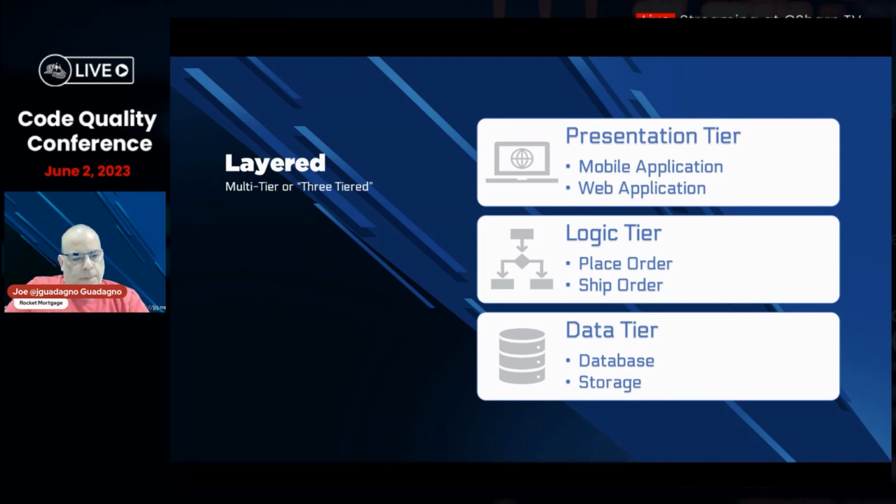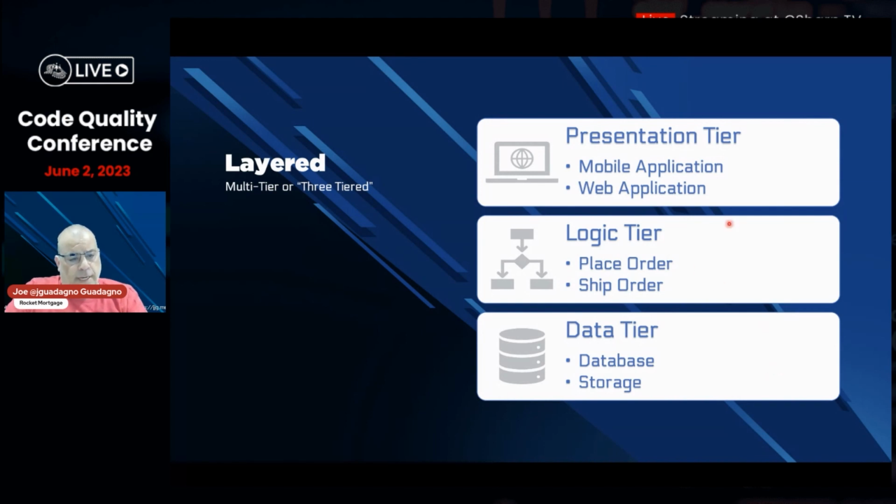But the overall premise is you have a layer or a tier that does presentation. So this is like your mobile app, your web app. Then you have a logic layer that does things like place an order, ship an order, all the business intelligence. Then you have a data tier, which is your database or storage. So throughout these examples, I'm going to be using a fictional company that most of us know about that starts with an A and ends with an M for ordering online stuff. So if I was building that particular site, let's just give it a random name like Amazon.com.